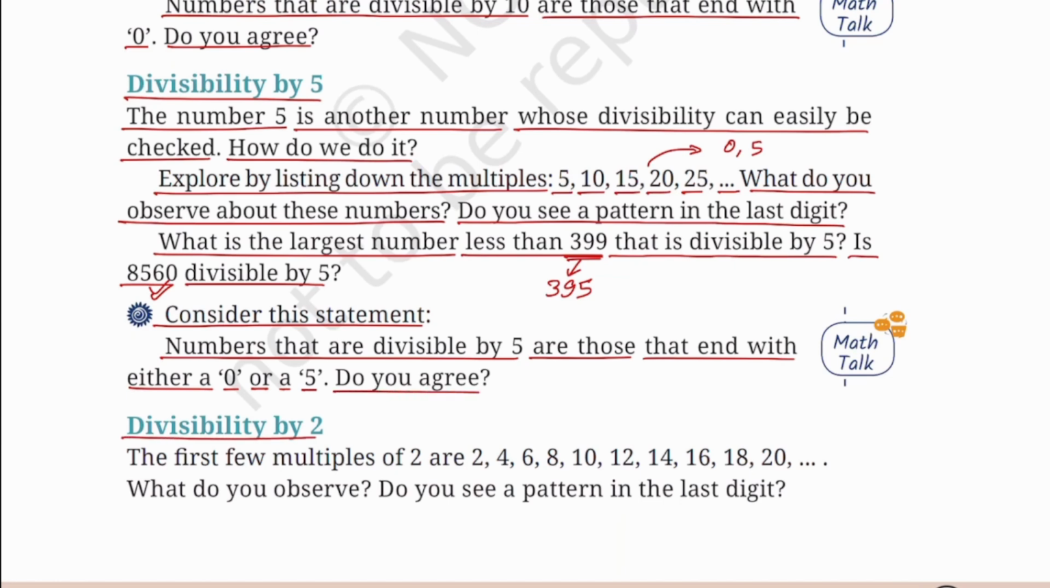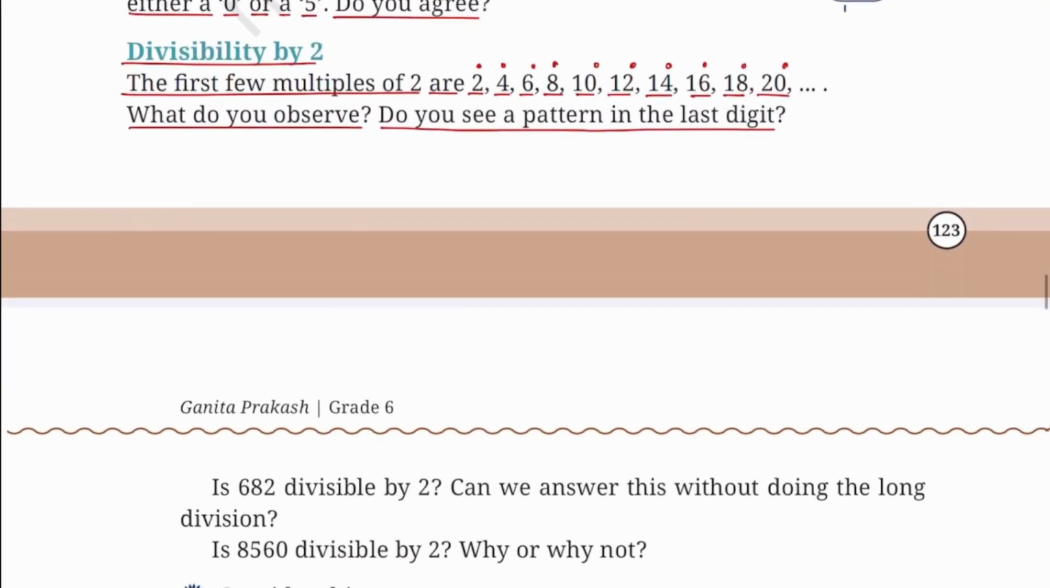Divisibility by 2. The first few multiples of 2 are 2, 4, 6, 8, 10, 12, 14, 16, 18, 20, 22, 24, and so on. What do you observe? Do you see a pattern in the last digit? Yes, you can see digits 2, 4, 6, 8, 0, 2, 4, 6, 8, 0, and so on. They will repeat.